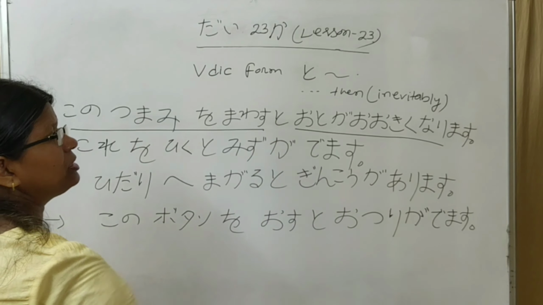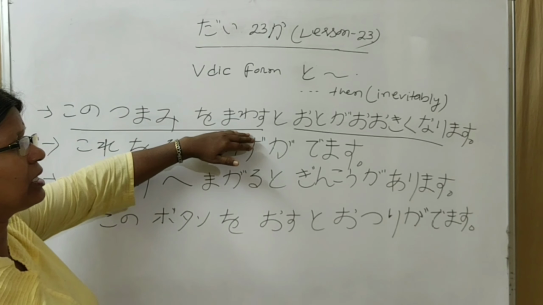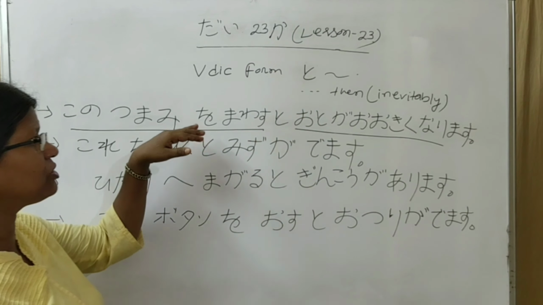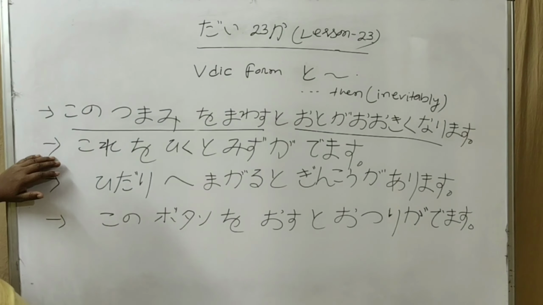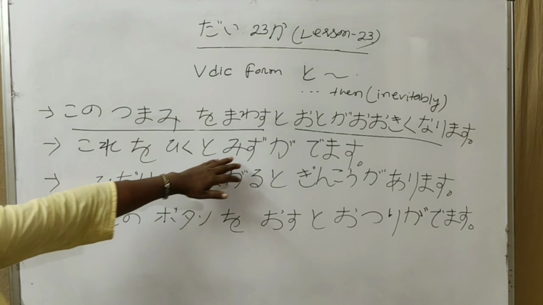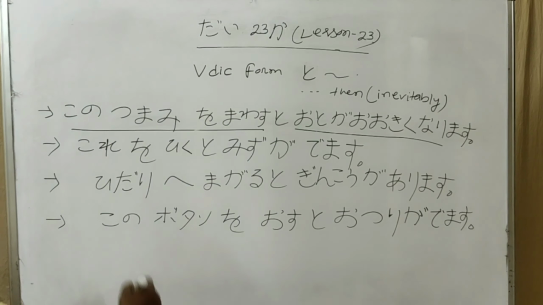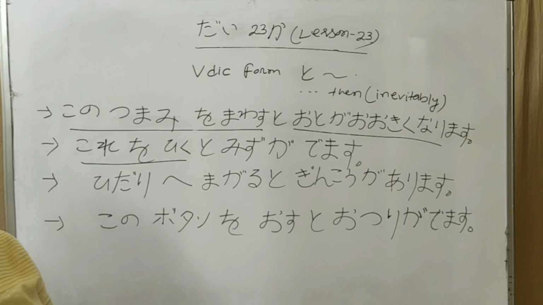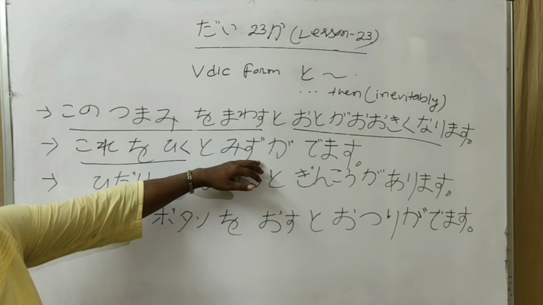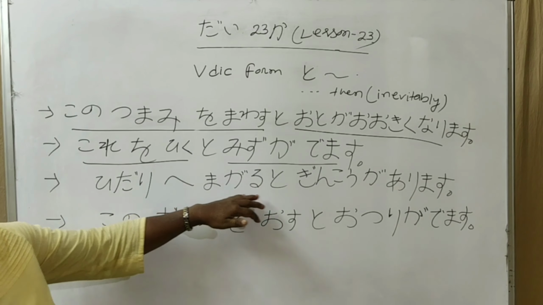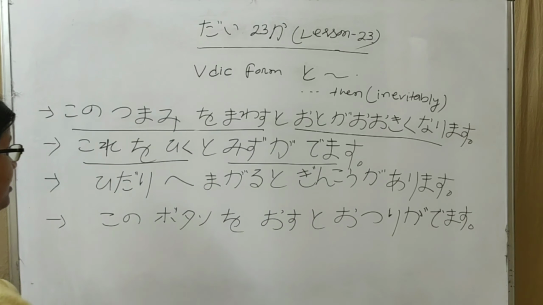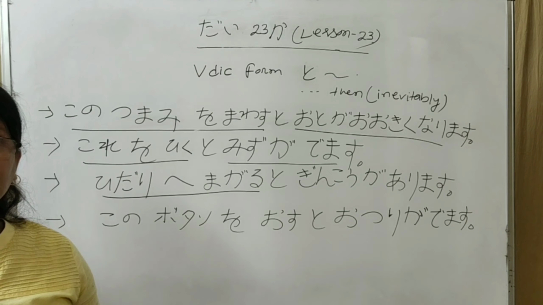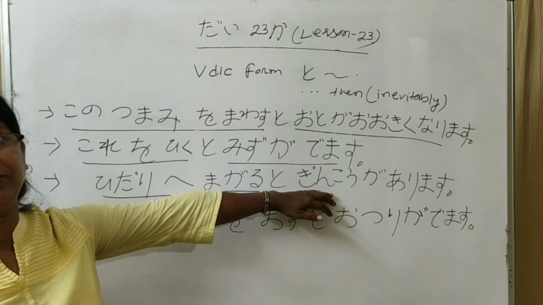So, to conjunction is used where the first action is done by the doer, but the next action is the consequence of the first action. Kore o hiku to mizu ga demasu. Kore o hiku. If you pull it, the water will come out. Hidari e magaru to ginko ga arimasu. This is a doer's action. And this is the consequence. This is inevitable.